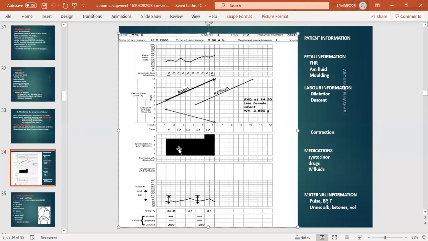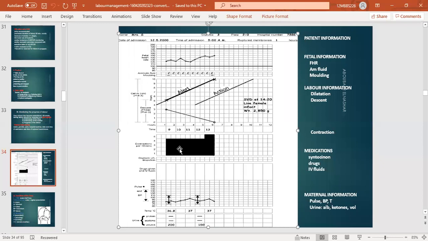That means that this is a good uterine contraction. So there are four uterine contractions, or sometimes there may be five uterine contractions, and each contraction lasts for 40 to 60 seconds. That indicates that this is a good uterine contraction.